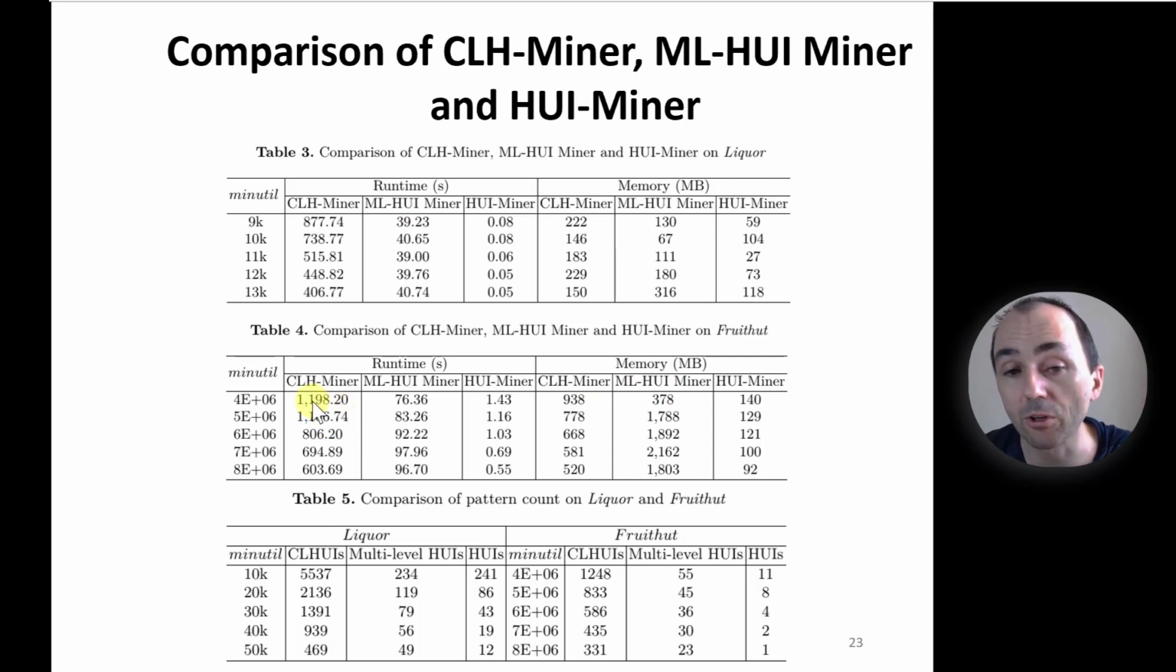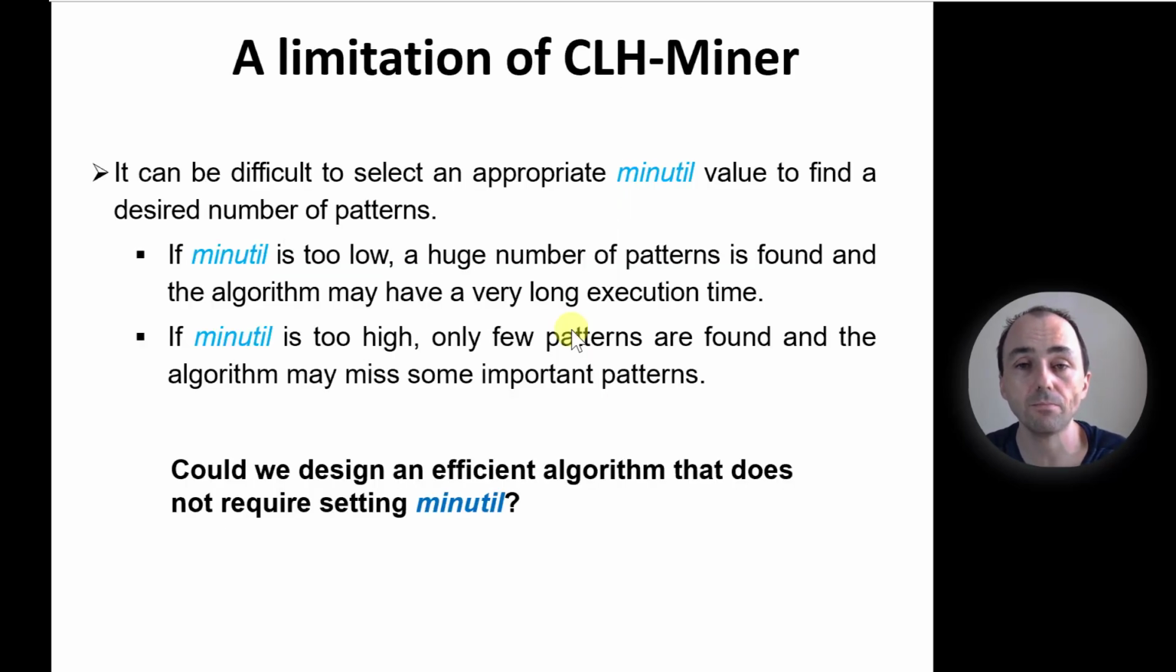One thing important to see is that for the time, CLH-Miner takes more time than HUI-Miner or ML-HUI-Miner, because when we use the taxonomy, we need to look at more possibilities than if we don't use the taxonomy. So it will take more time, we will find more item sets. So this is the main idea, what we can observe here in these results.